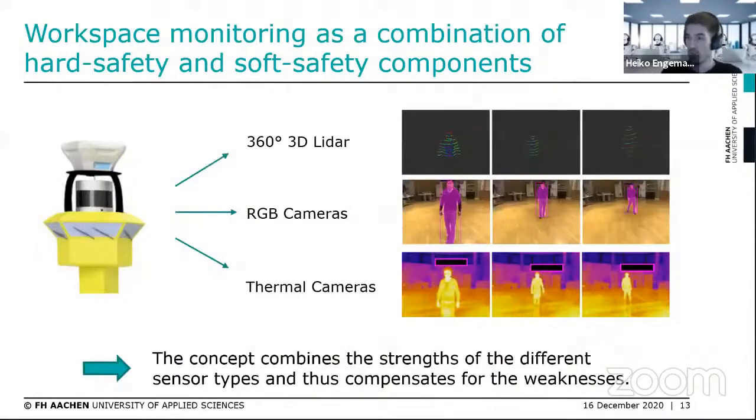This monitoring system consists of multiple sensors. We have a 3D LiDAR and thermal cameras, as well as RGB cameras. The concept, in the end, is to combine the strengths of the different sensor types and therefore compensate the individual weaknesses.